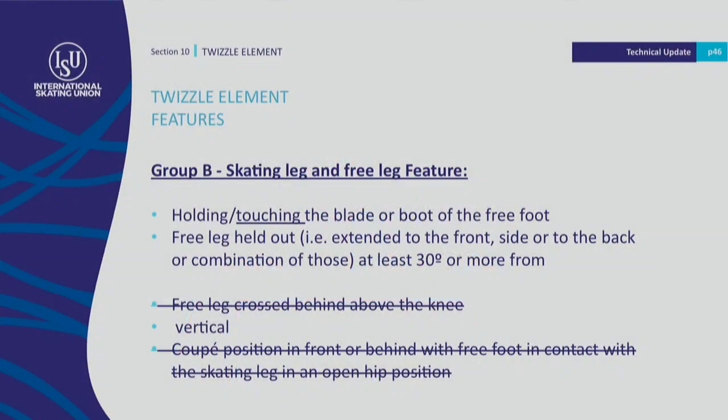Twizzle element. Some of the features for Twizzle element have been deleted: 3 leg cross behind above the knee and coupe position, as they have not been used at all during the previous season. Now there are only 2 options in the group B. It's holding or touching the blade, or 3 leg held out.